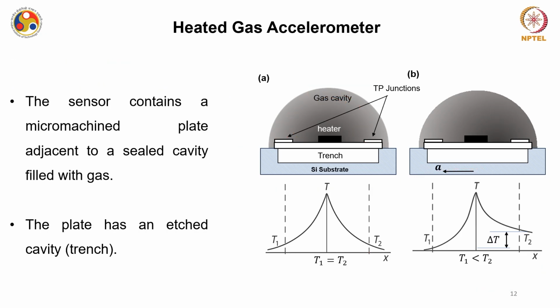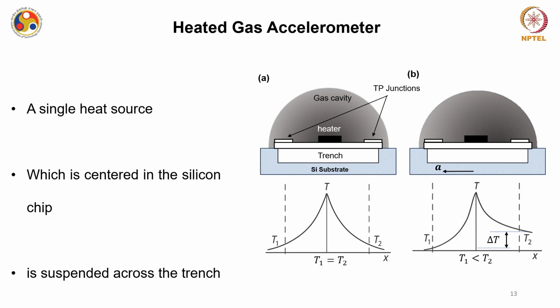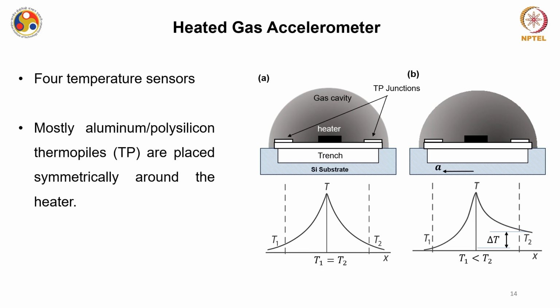Now the sensor contains a micro machined plate adjacent to a sealed cavity filled with the gas that we have just seen. Now the plate has an etched cavity, or a trench is formed in it. Now a single heat source, mostly resistive, which is centered in the silicon chip, is suspended across the trench. Now 4 different temperature sensors, mostly in the form of thermopiles made up of aluminum or polysilicon, are placed symmetrically around the heater.